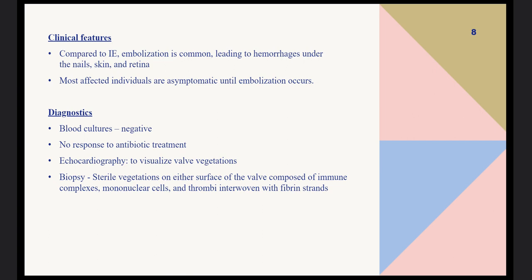Echocardiography could be useful to visualize valve vegetations, and in biopsy, you would see sterile vegetations on either surface of the valve, so on the upper surface and on the undersurface of the valve. And these would be composed of immune complexes, mononuclear cells, thrombi with fibrin strands.